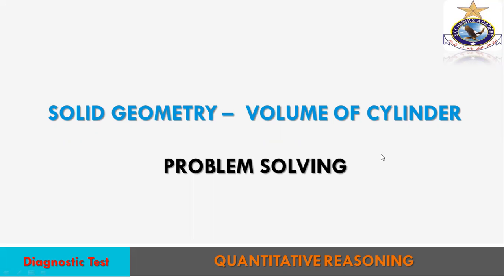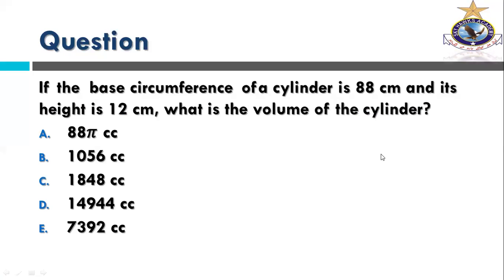Now let's see. For problem solving, first I must display the question. Please read this question. If the base circumference of a cylinder is 88 centimeters and the height is 12, what is the volume of the cylinder? We have all these five options.